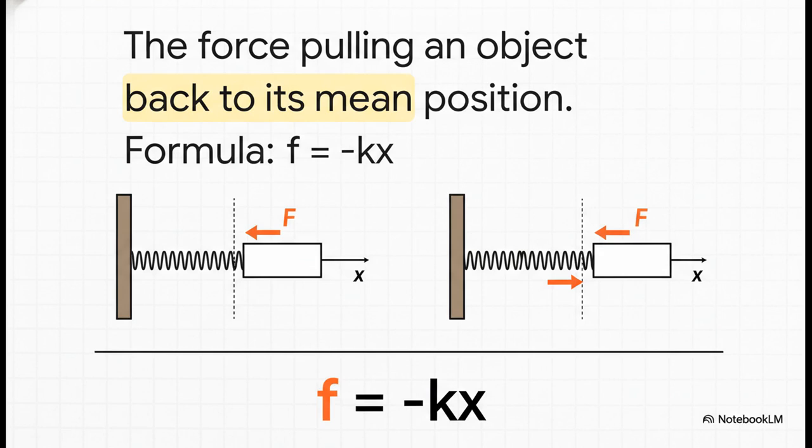We describe it with Hooke's law, F equals negative kx. Now k is just a constant for the spring or whatever is oscillating. But that little minus sign, super important. It tells us the force is always pulling in the opposite direction of the displacement. You pull right, it pulls left.